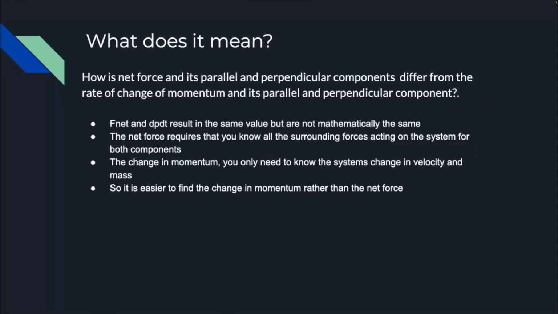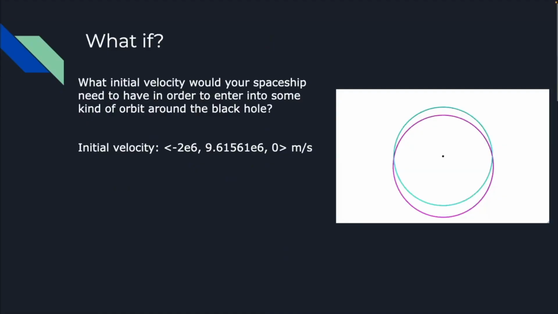What does it mean? Well, net force and parallel and perpendicular components are different from the rate of change of the parallel and perpendicular components because they result in the same value, but they're not mathematically the same. The net force requires that you know all the surrounding forces acting on the system. For the change in momentum, you only need to know the system's change in velocity and mass. So it's easier to find the change in momentum rather than the net force, which is why we use that in order to figure out this lab.